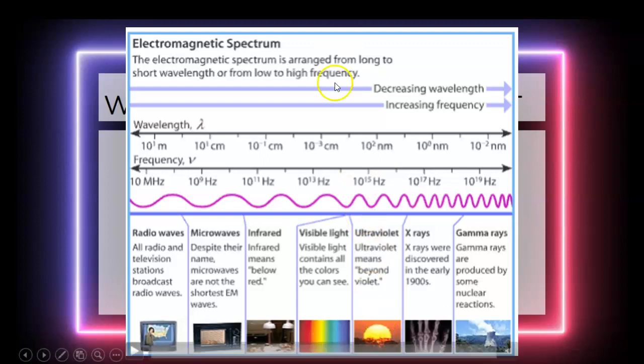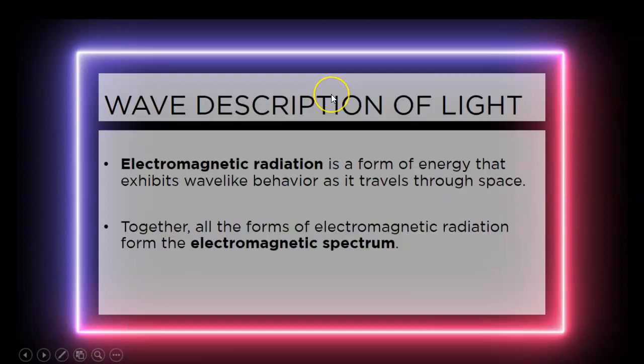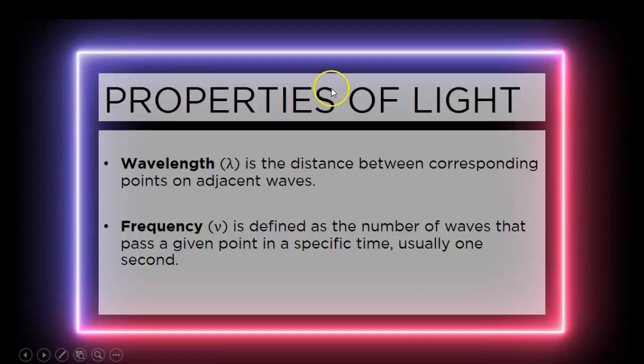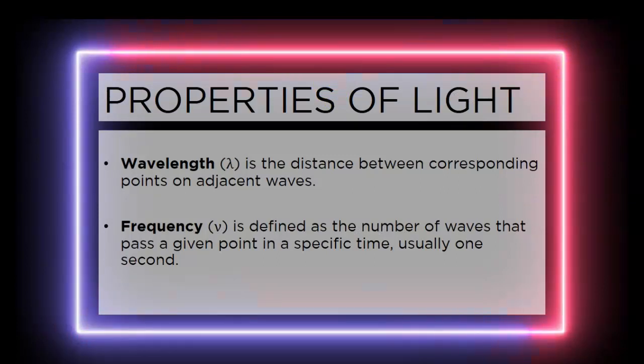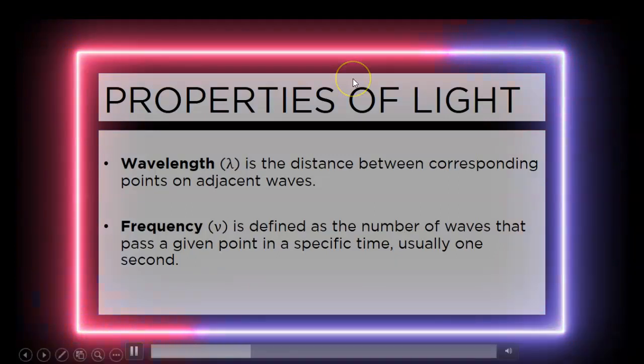So one thing I want to talk about with waves is the properties. These light waves all have a wavelength and a frequency. I actually prefer to refer to frequency as f personally. Our textbook goes with v, but with physics, I don't want you to get that confused with velocity. So in my calculations, I'm going to write f.